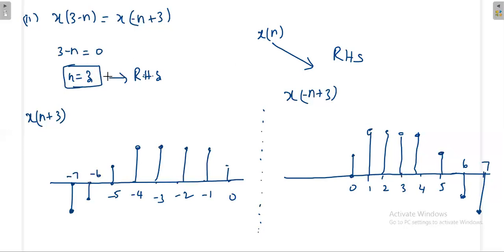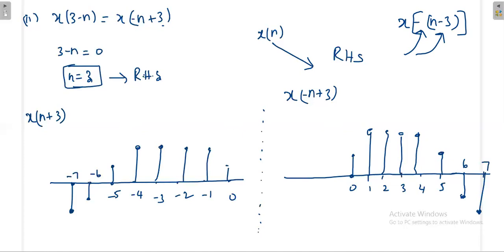That information we can get here, but then how to get the actual value? For that we have to do this intermediate step. Because first we are doing the shifting, that is x of n plus 3, then we are applying the time reversal, then finally we are getting this. Otherwise you can apply the reversal first. If you take the minus outside, you can apply the reversal first, later you can apply the shift. In both cases you will get the same answer.